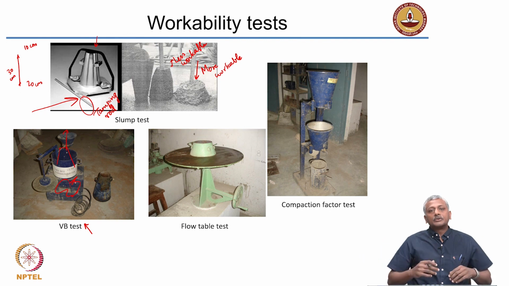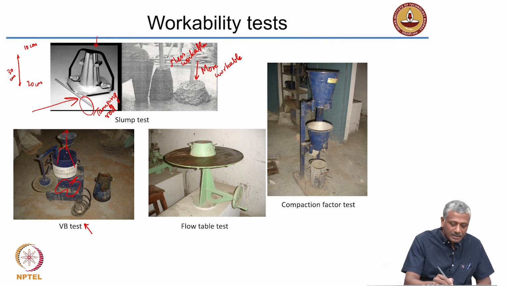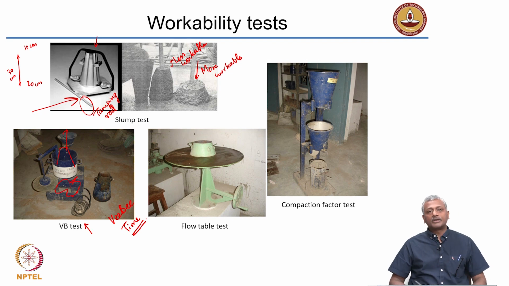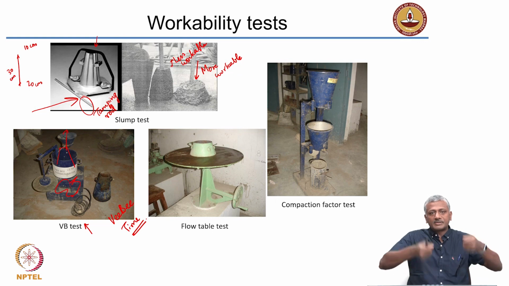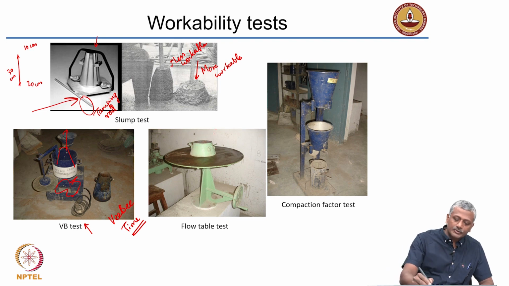Okay. So, the amount of time it takes for that to happen is called the VB time, and that is an indicator again of the workability. For example, a concrete mixture that is highly flowable, as soon as you remove the slump cone, it will start assuming the cylindrical shape of the outer container. Another test which is commonly used is a flow table test.